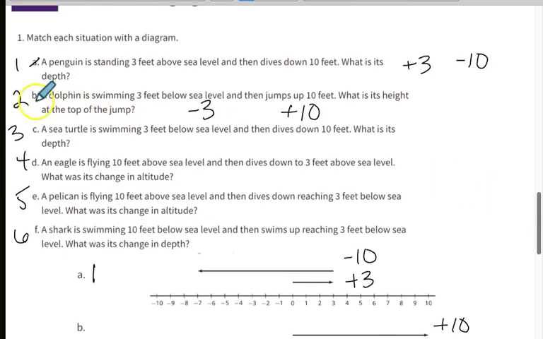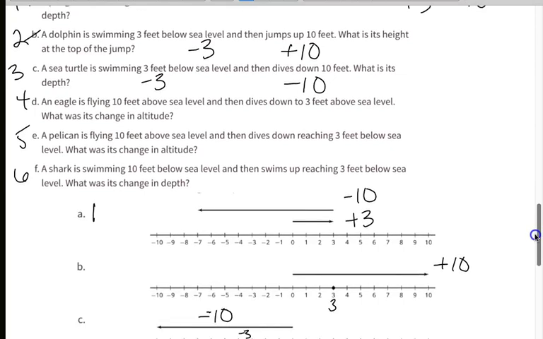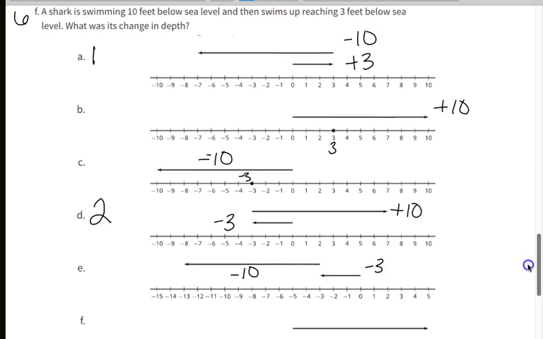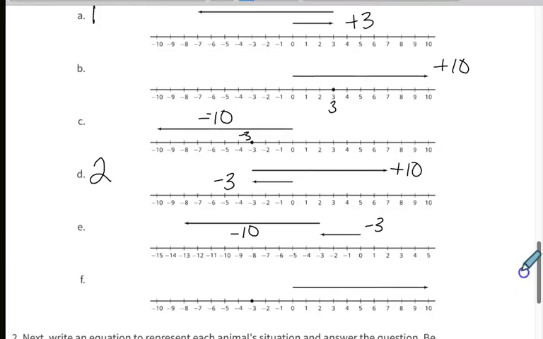Number 3. A sea turtle is swimming 3 feet below sea level, negative 3. Then dives down 10 feet. So it's going 10 feet farther. What is its depth? So it's swimming 3 feet below and dives down 10. What do you think? Which one would match up to that?